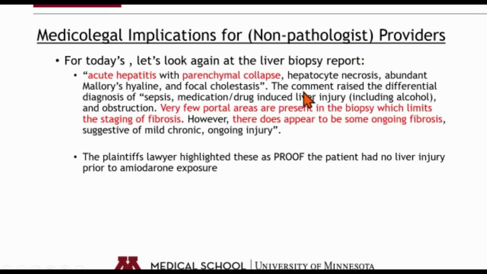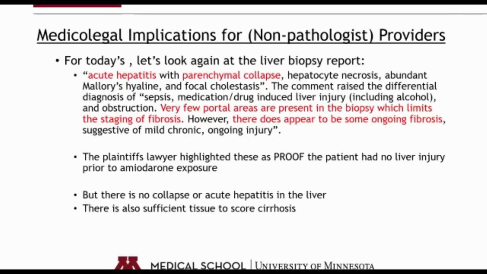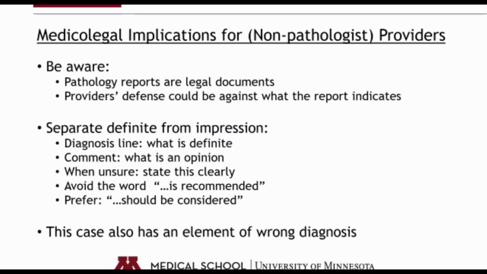The plaintiffs had used this report as proof: how could the liver go from nothing to cirrhosis, when the only thing that had changed in this case was the amiodarone? I don't know how the case ended because I never had to go and give evidence. I just submitted the written report, and there was actually no acute hepatitis in that case. There was toxic injury, but it's not really hepatitis.